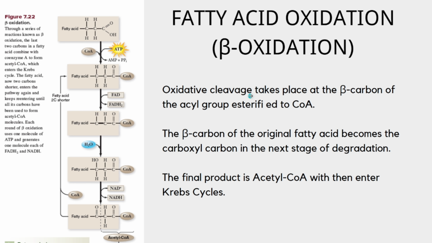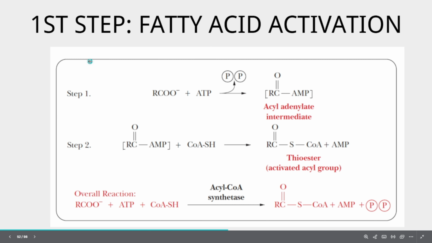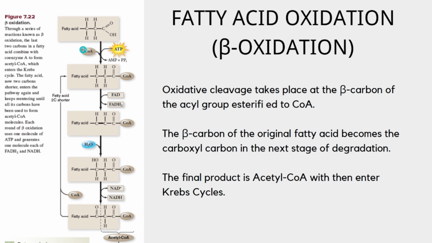It is actually cleavage of the carbon bond at the beta carbon of the alkyl group esterified to coenzyme A. The beta carbon of the original fatty acid becomes the carboxyl carbon in the next stage of the degradation. The final product is acetyl CoA, which then enters the Krebs cycle. So we will go through it one by one.